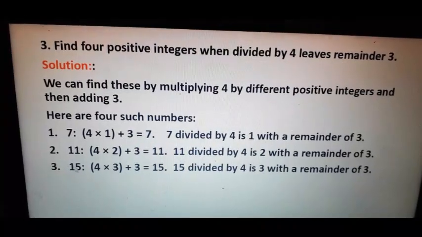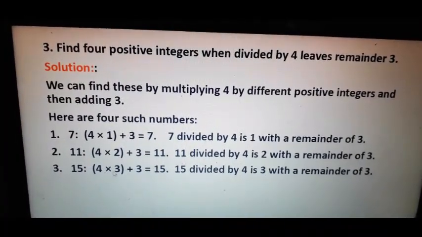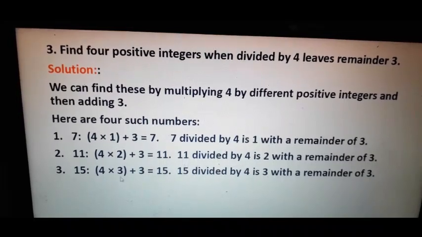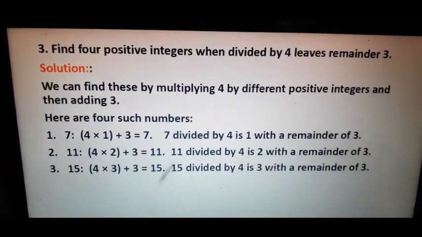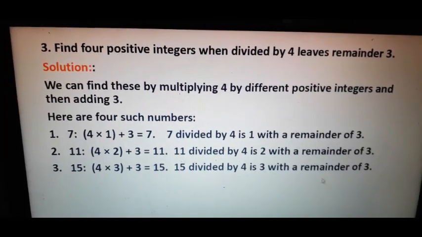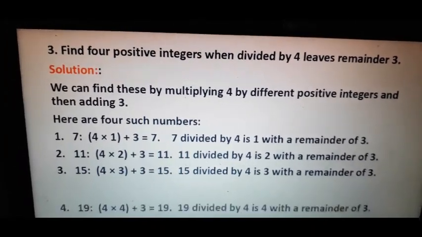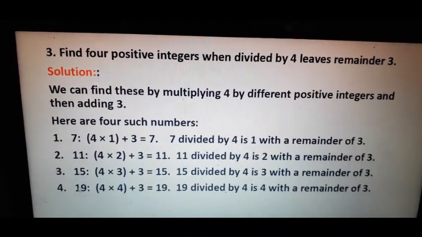When we take 15 divided by 4 is 3. 4 times 3 is 12. 12 plus 3 is 15. So 15 divided by 4 is 3 with the remainder of 3. You can add 4 on 15.